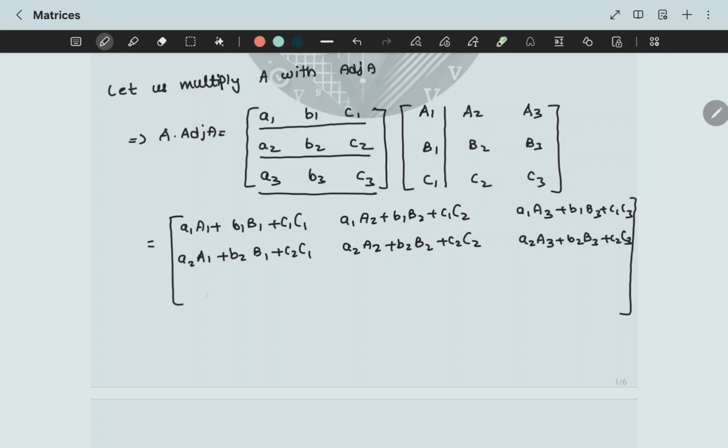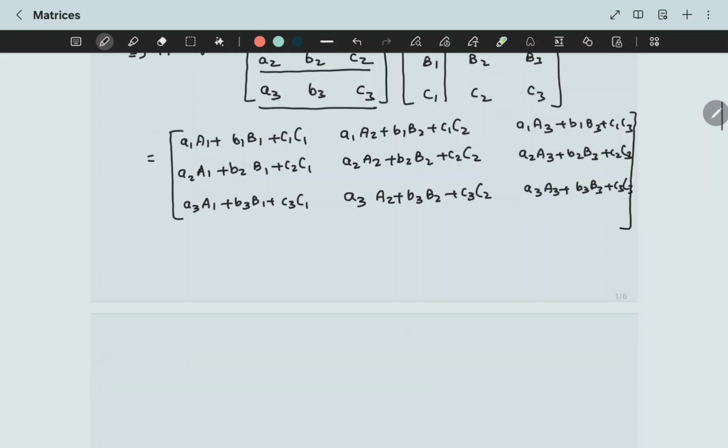Now we will multiply the third row with the first column. We will get A3 A1 plus B3 B1 plus C3 C1. Now third row with second column, A3 A2 plus B3 B2 plus C3 C2. Now A3 A3 plus B3 B3 plus C3 C3, right?